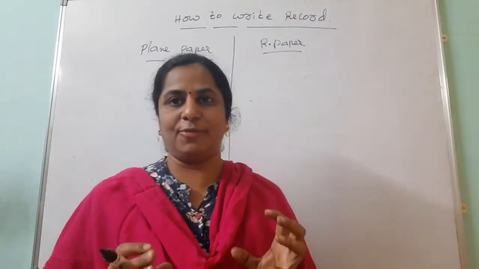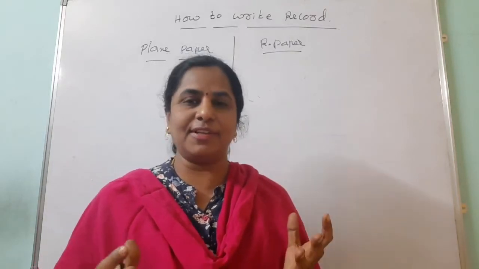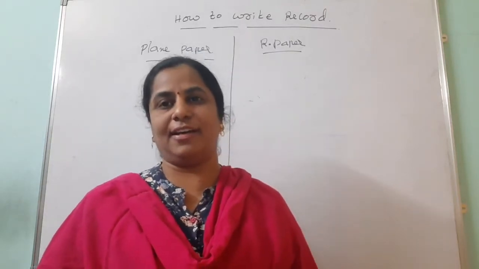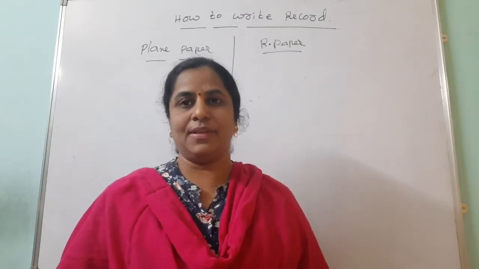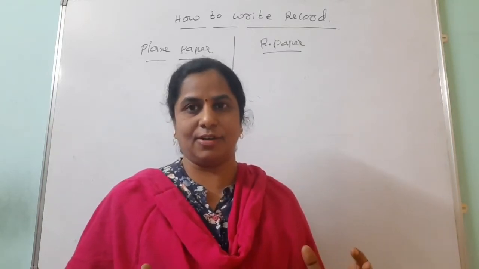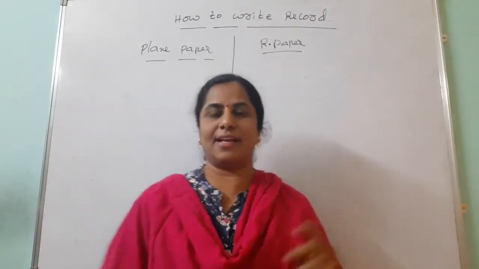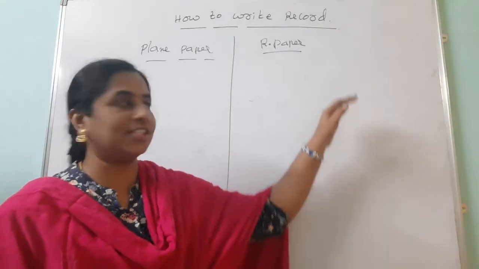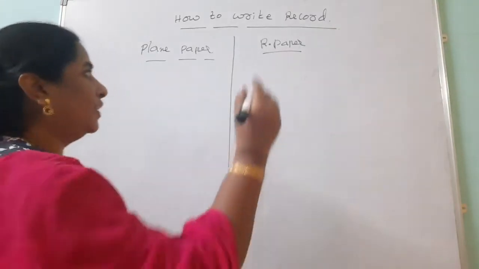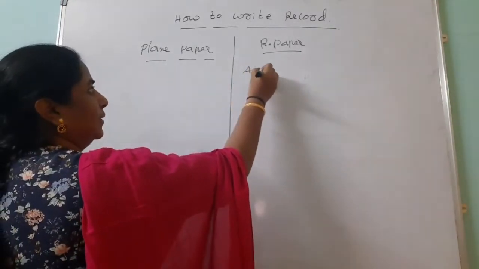Today I want to make one simple video. I think everyone knows how to write the record, but I want to say once again how to write the physics record. In the physics record, one side is plain paper and the other side is ruled paper. On the ruled paper, first we have to write the aim. What is the aim of that experiment?